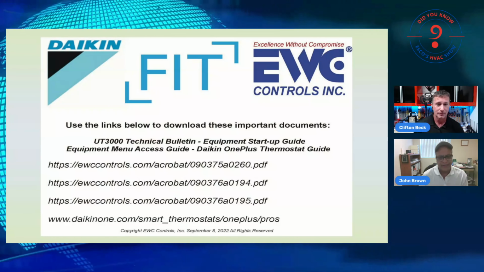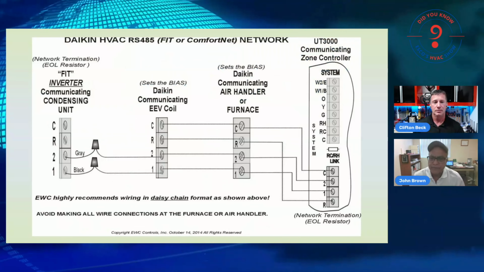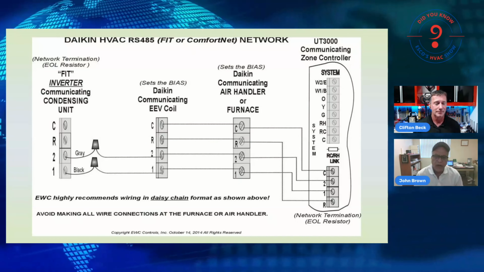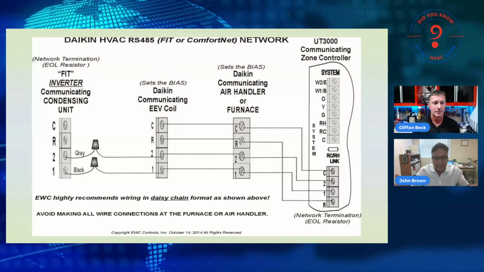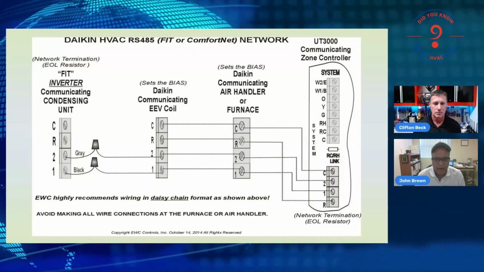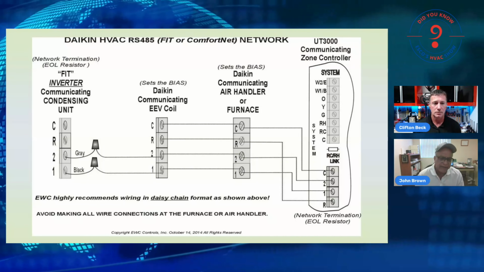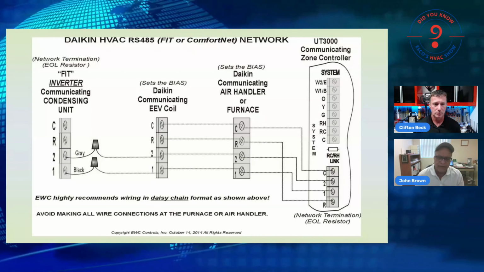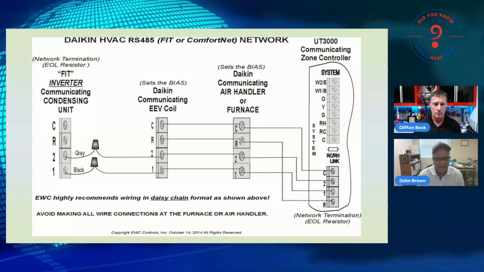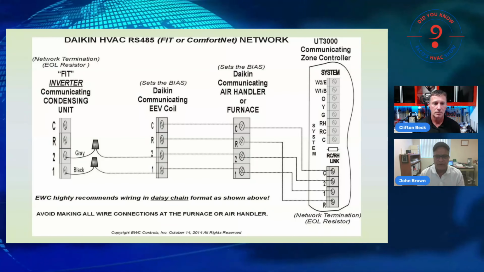Great. Thank you. Now, this graphic you're looking at in front of you is a hybrid RS-485 communicating network, specifically for the Daikin communicating line of equipment. On the left, you see the outdoor inverter. This could be the FIT inverter or the original cube inverter.